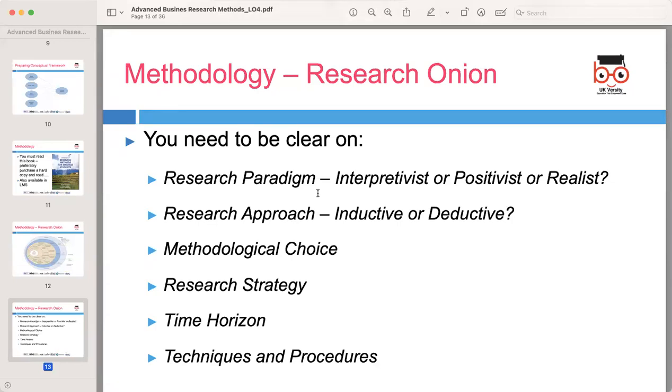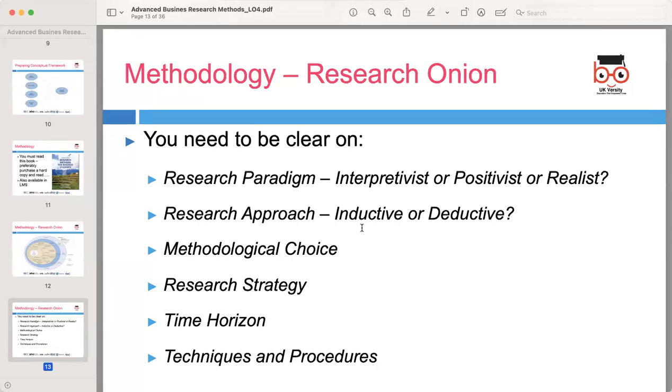There are three common paradigms: interpretivist, positivist, or realist. So the second approach is inductive or deductive.